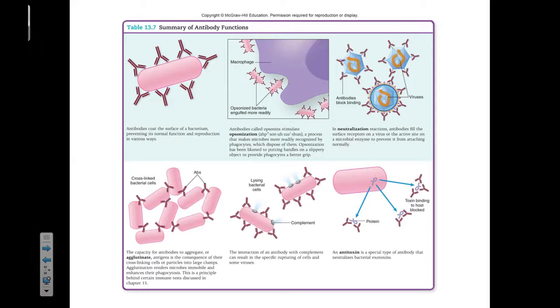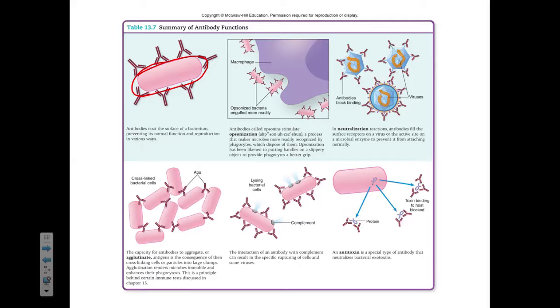So here we can see an excellent summary slide of antibody function. We can see the antibodies binding to the surface of a bacterium. And if a bacterium is covered in antibodies, it's going to be opsonized. Opsonization is the process where we make a microbe ready to be phagocytized by a phagocyte.